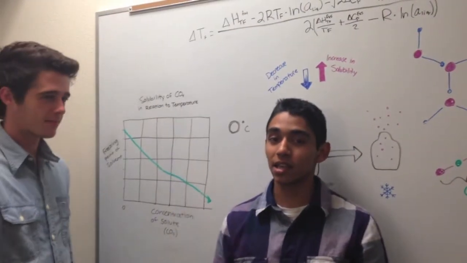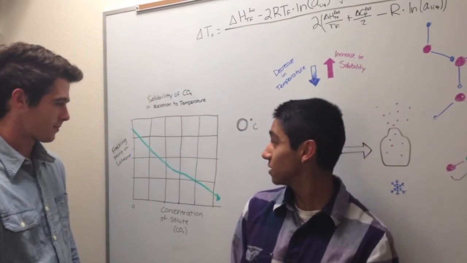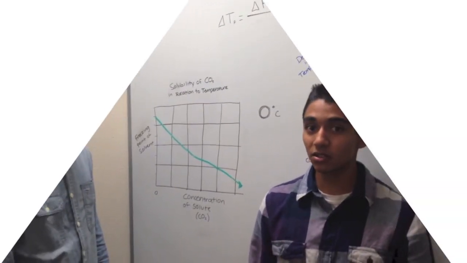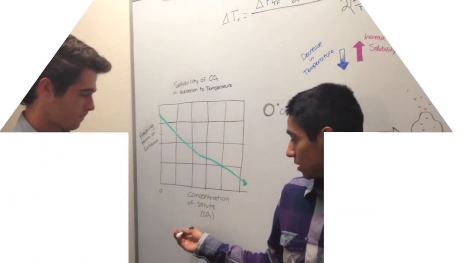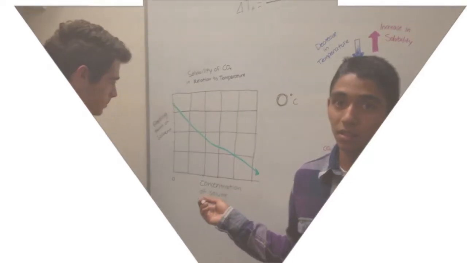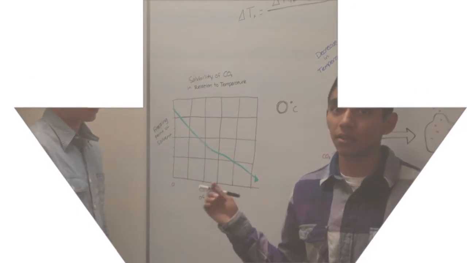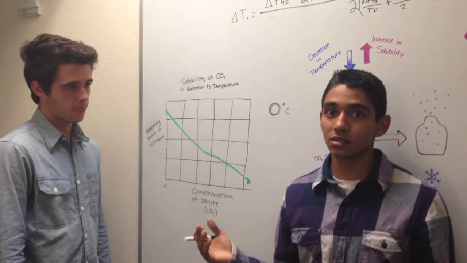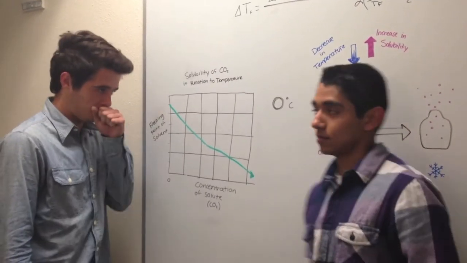A pure solvent has a characteristic freezing point, for water that's 0 degrees Celsius. As you increase the concentration of the solute, in this case the carbon dioxide, the freezing point of the solvent, in this case the club soda, is lowered, and the liquid phase exists over a wider range of temperatures.